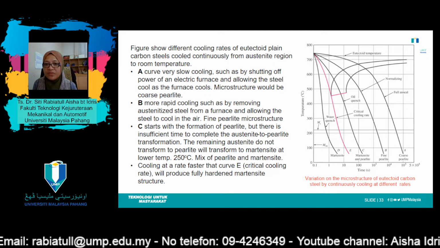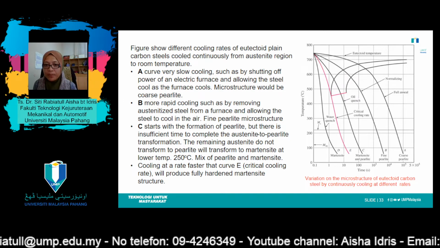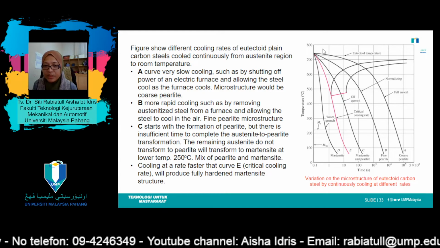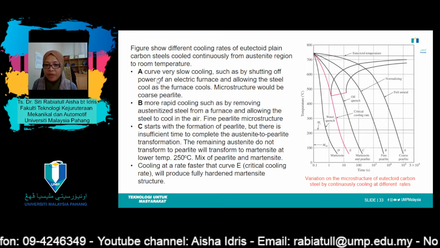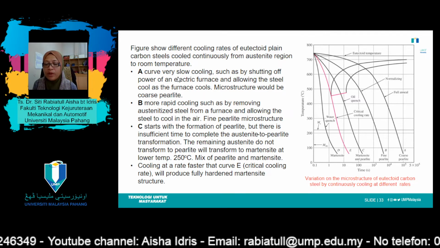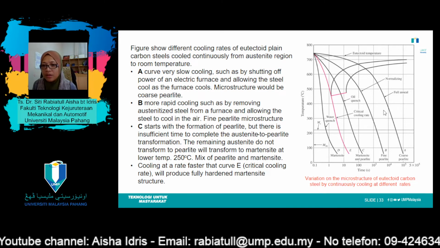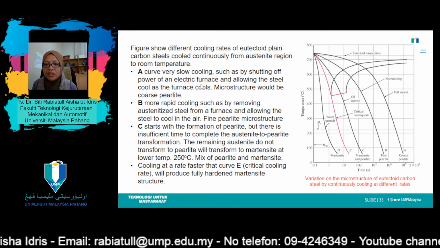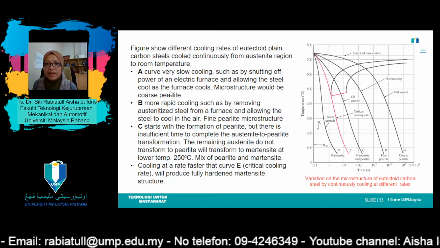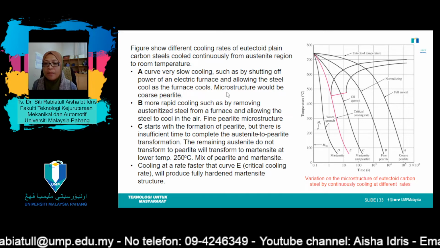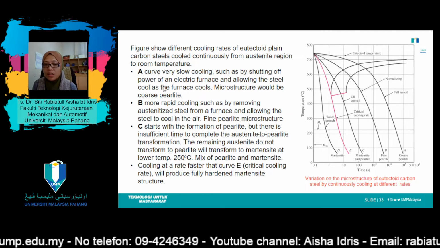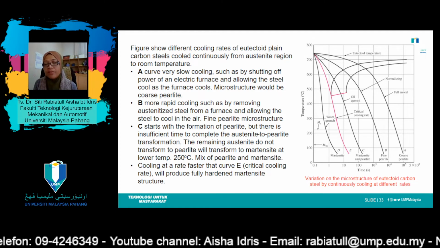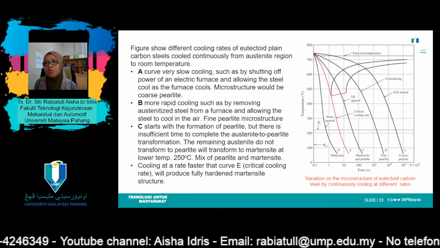Okay, so this figure shows different cooling rates for eutectoid plain carbon steel cooled continuously from the austenite region to room temperature. Curve A is a very slow cooling curve, such as by shutting off the power of an electric furnace and allowing the steel to cool as the furnace cools. The microstructure would be coarse pearlite. So this is very slow cooling. By right, the specimen is left in the furnace and it will cool together with the furnace.